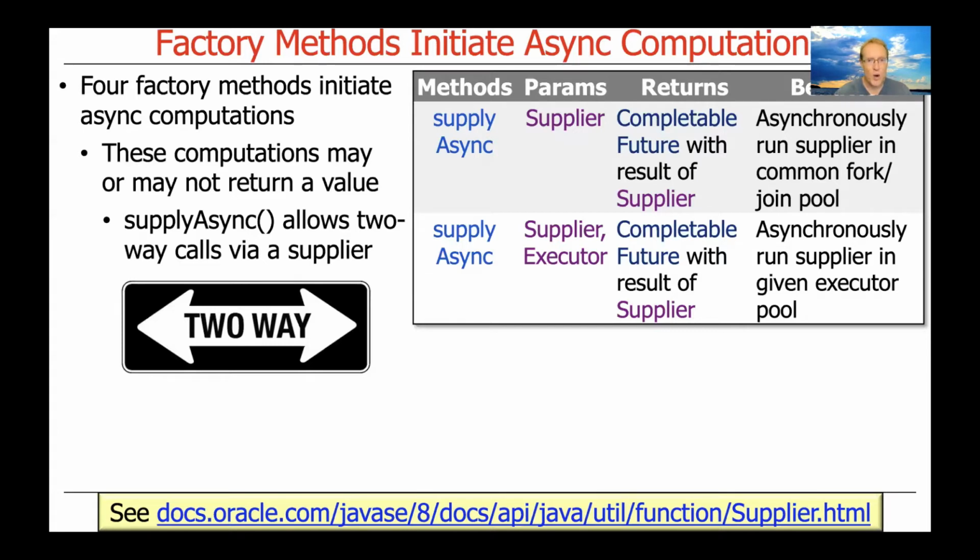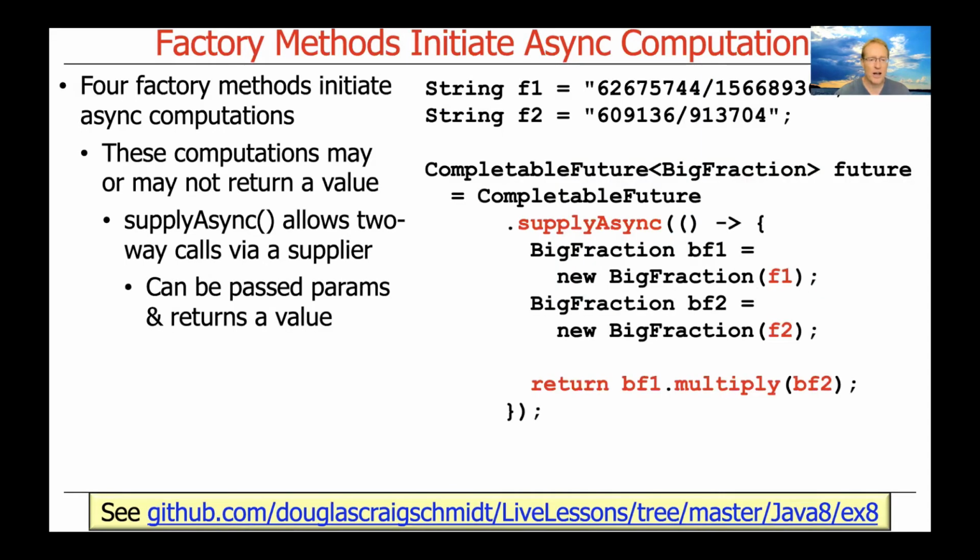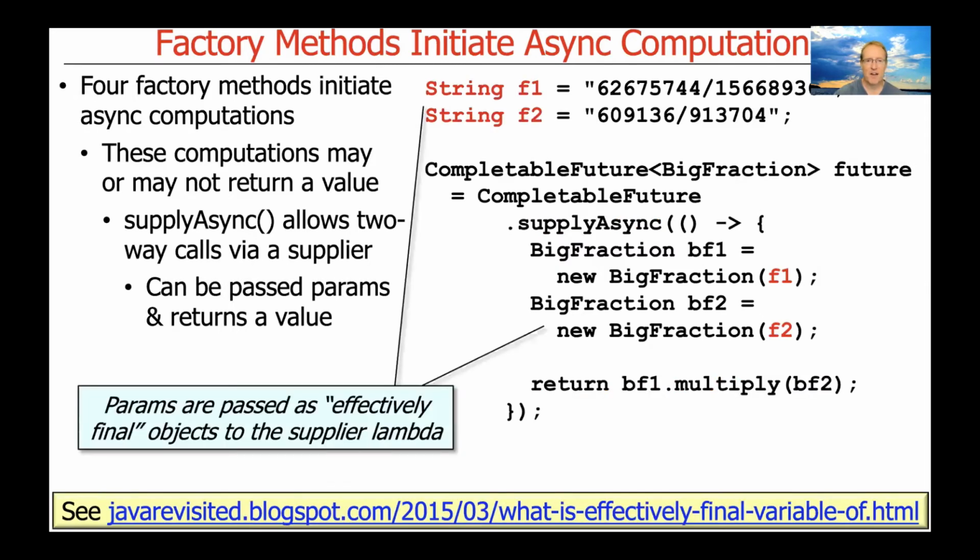And these are two-way operations because you're getting back a completable future that will ultimately give you back some result. Could be success, could be failure, could be the result of the computation, it could be an exception and whatnot. Now, supplyAsync takes a supplier, as you see here, and one of the consequences of doing this is you can not only get a value back, but you can also pass parameters, which is a little wonky at first. But the way you do it is by using the concept of effectively final variables.